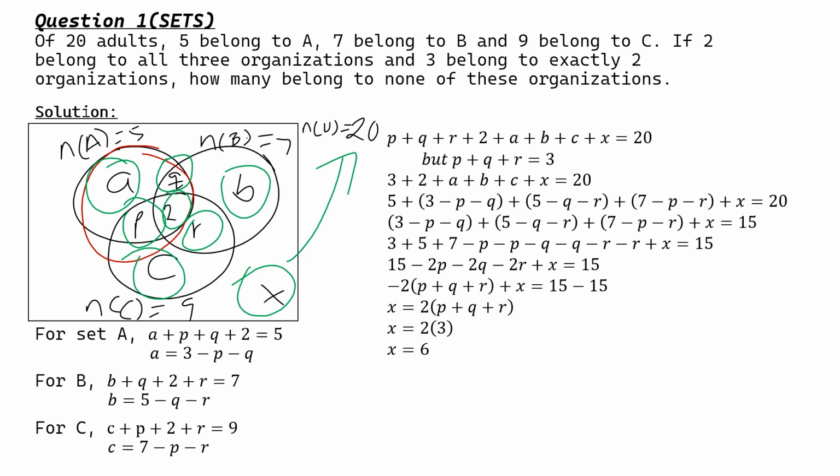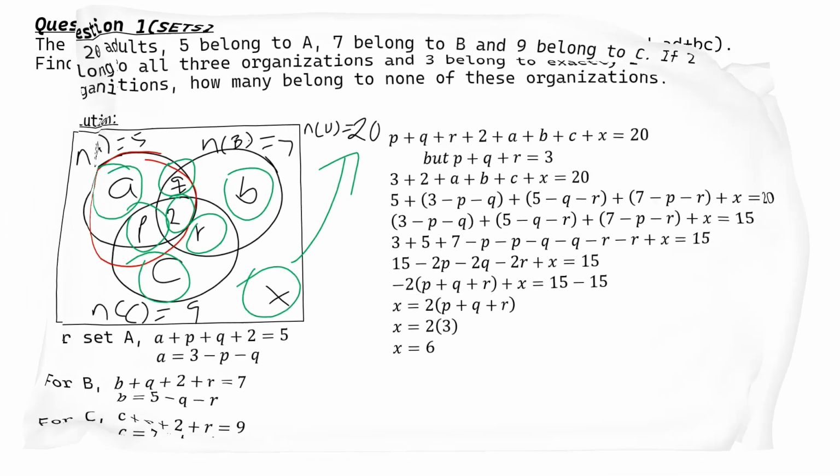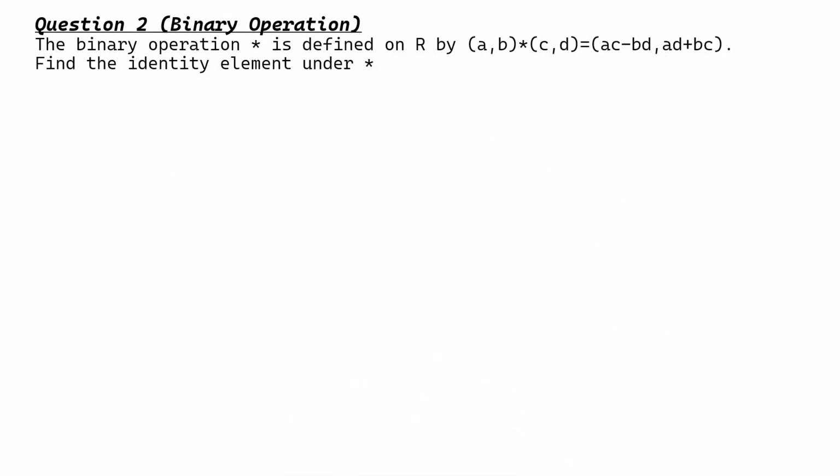Now let's look at the second question. Some binary operations. The binary operation star is defined on R. So we know R is real numbers. AB star CD equals AC minus BD, AD plus BC. So here we can see their points on the OXY plane. But we are told to find the identity element under star.